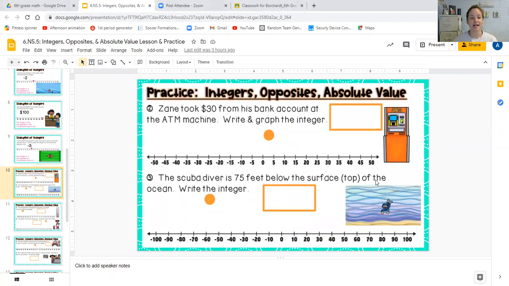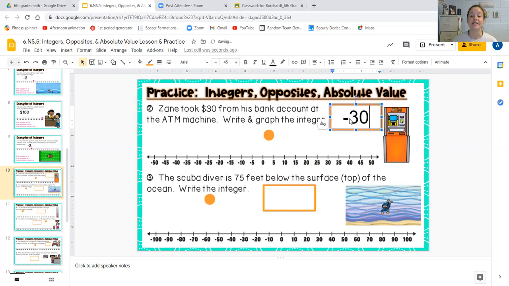All right, let's look at a couple of practice problems. Zane took $30 from his bank account at the ATM machine. Write and graph each integer. If we're taking money away, that is now what kind of number? It would be a -30. We would show that on the number line by dragging that dot and putting it over the -30.